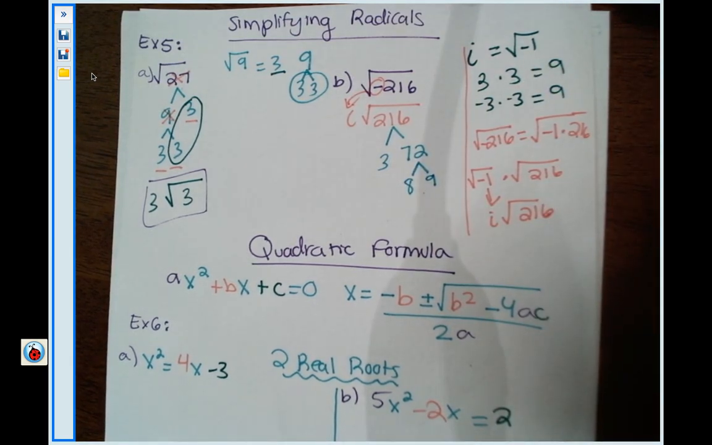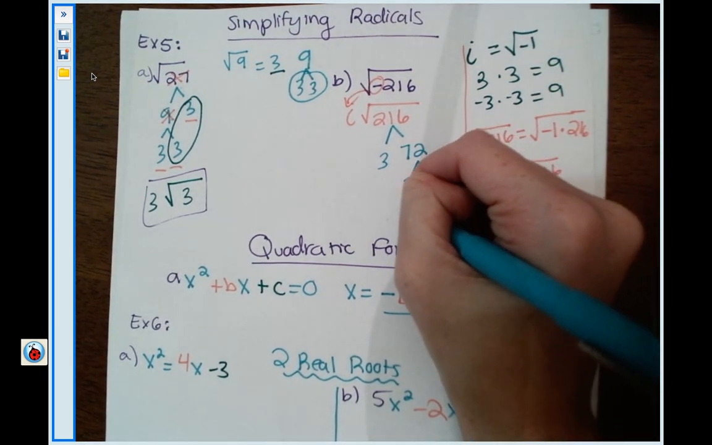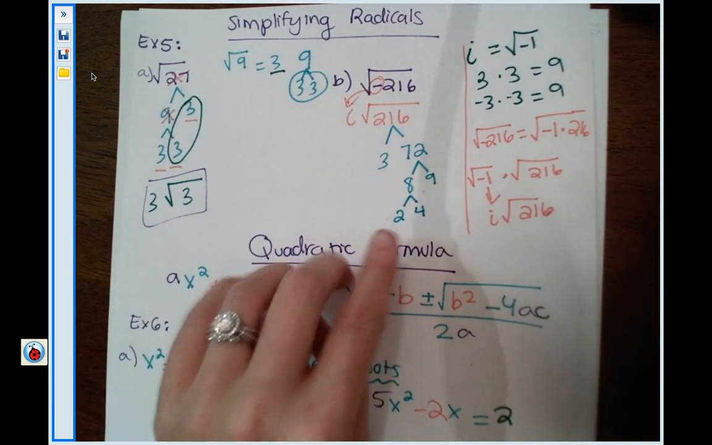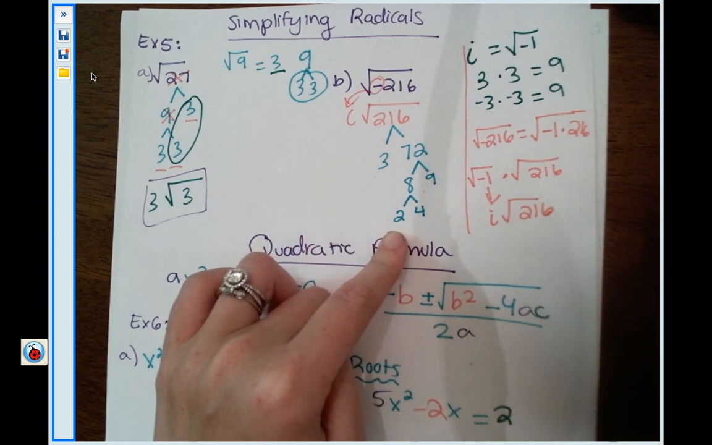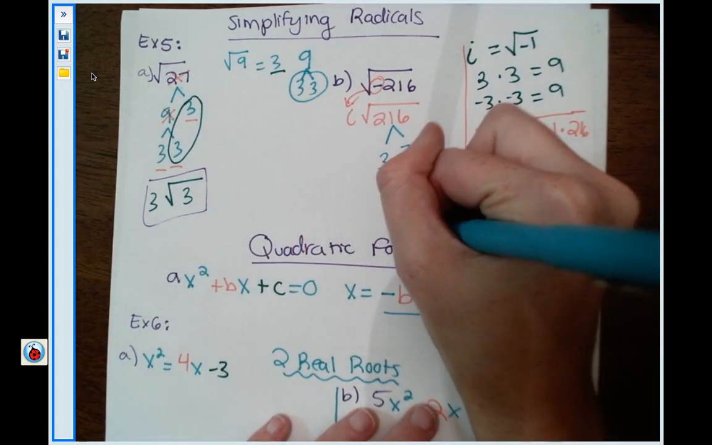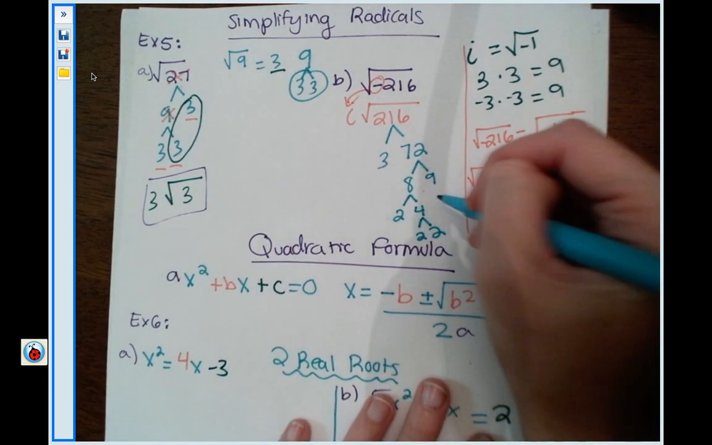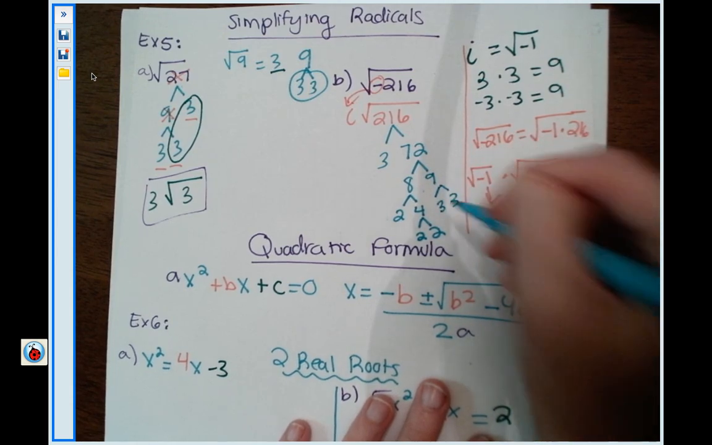Alright, which I can keep going. Holy hot dog, right? Alright, the 8 will break down into 2 and 4. Okay, I can't break down the 2 because the only thing that goes into 2 is 1 and 2. But I can break down the 4. The 4 will break down into 2 and 2. And finally, my 9 can keep breaking down into 3 and 3.